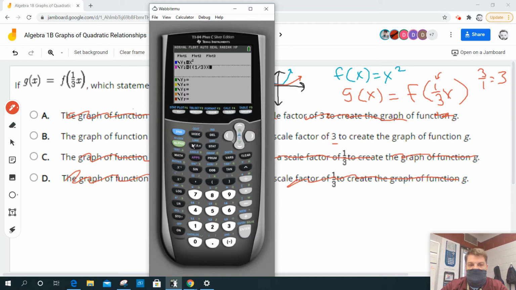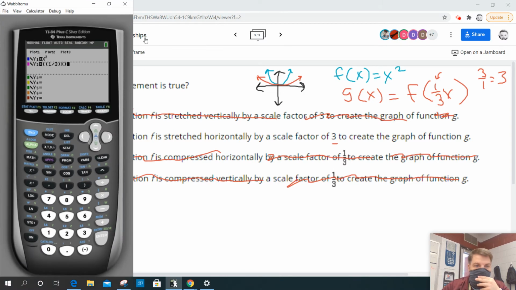Then I'm going to put my x like that. So I'll leave that up there. I don't know if you guys could see it. And then I'm going to hit the caret symbol right here, and then enter the 2. So we want to put the fraction 1 divided by 3 in parentheses times x, and then close that in parentheses and raise that to the second power.